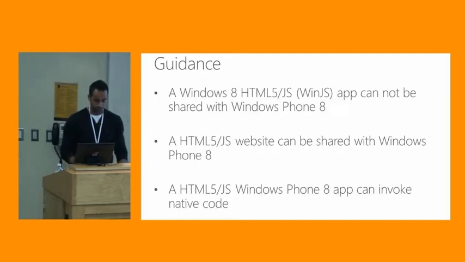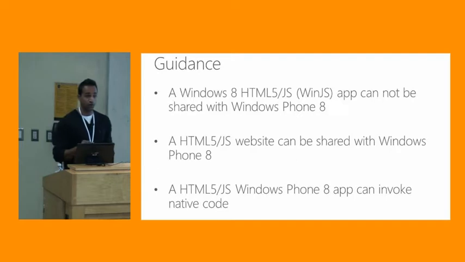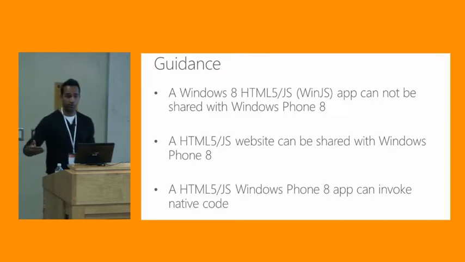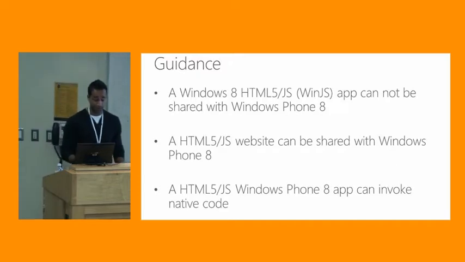Okay? Now, that doesn't mean that you can't invoke native code. So if I'm on Windows Phone 8 and I press a button and I actually want to call a Windows runtime API, let's say I want to launch the camera launcher, I want to do something that's native, you can actually do that. But there's a way of doing it. So I'm going to show you that right now.